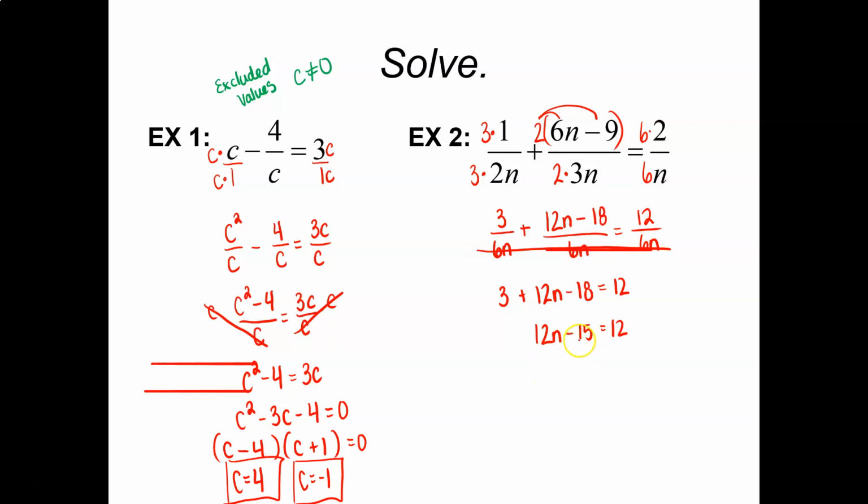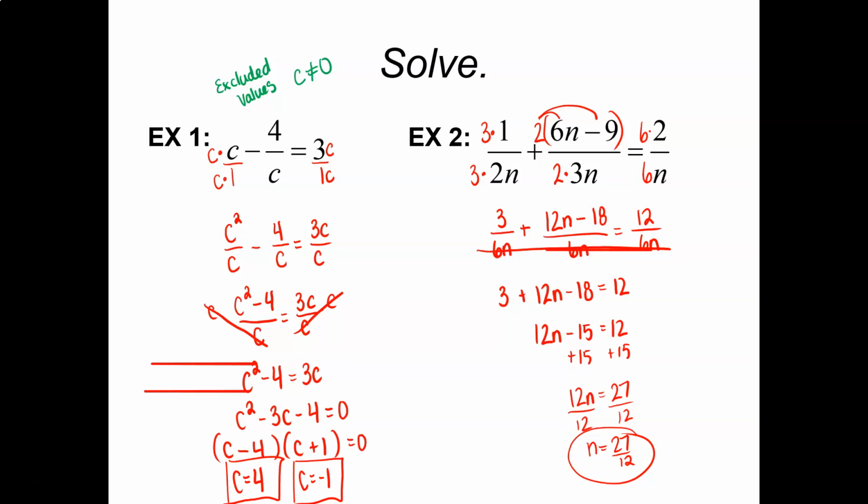What do I need to do next? This is just basic solving equations. Add that 15. So 12n equals 27. Divide by 12. Let's just leave it 27 over 12. You will not have a calculator on these problems, so if you have fractions, you can just leave them as fractions.